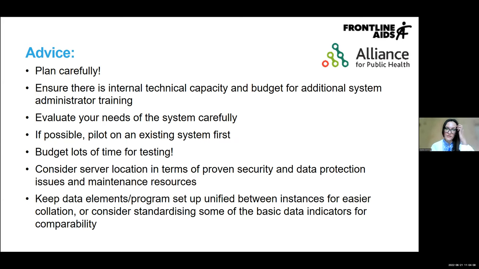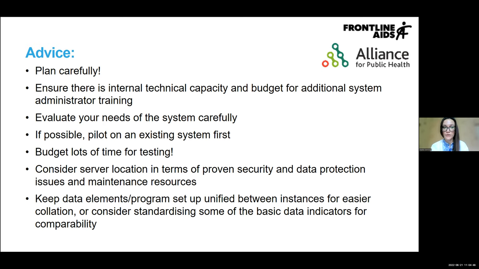So some advice for other organizations thinking of creating their own instance. First of all, really prepare a plan of steps, involve staff, both internal and external, and consider the budget that is needed while setting up the system. Make sure that you have enough internal technical capacity, and it is really about internal, as it is more beneficial to have than external. However, you also should consider some budget for additional system administrator training.